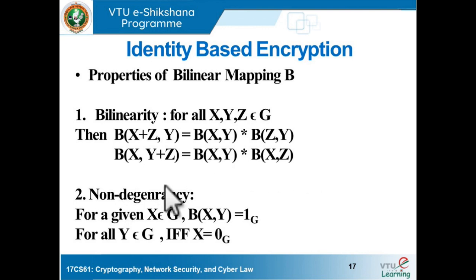Now let's see what we mean by non-degeneracy. Now for a given x element which belongs to group G, the bilinear mapping is equal to 1G for all y which belongs to the group G if and only if x is equal to 0 of G. That is, it is an identity element for an additive group.